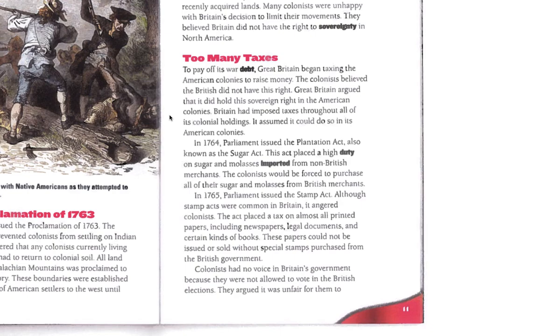In 1764, Parliament issued the Plantation Act, also known as the Sugar Act. This act placed a high duty on sugar and molasses imported from non-British merchants. The colonists would be forced to purchase all their sugar and molasses from British merchants. In 1765, Parliament issued the Stamp Act. Although stamp acts were common in Britain, it angered colonists. The act placed a tax on almost all printed papers, including newspapers, legal documents, and certain kinds of books. These papers could not be issued or sold without special stamps purchased from the British government.